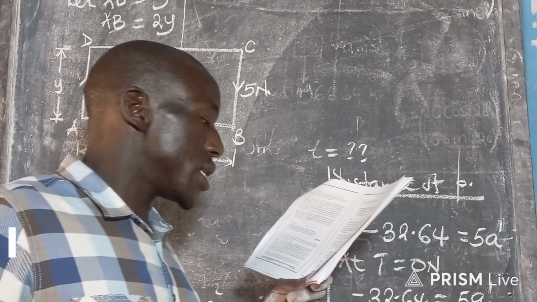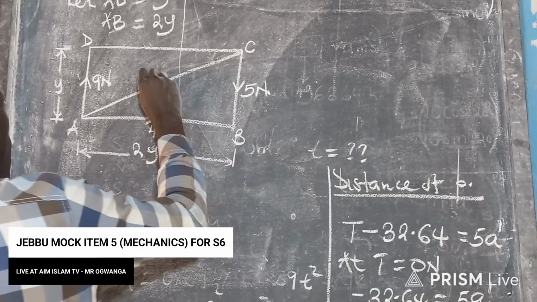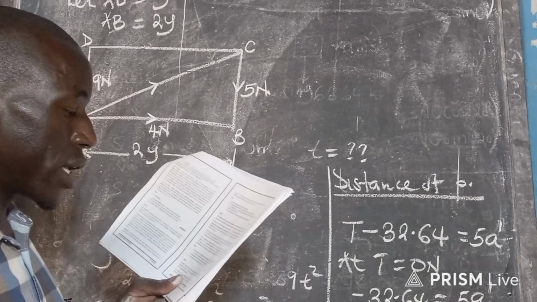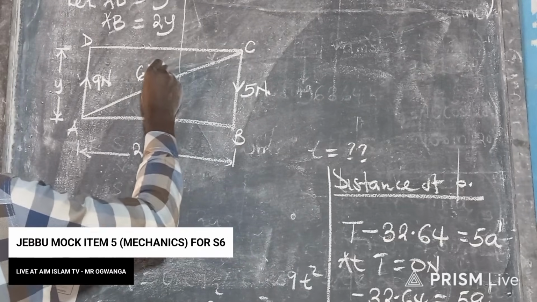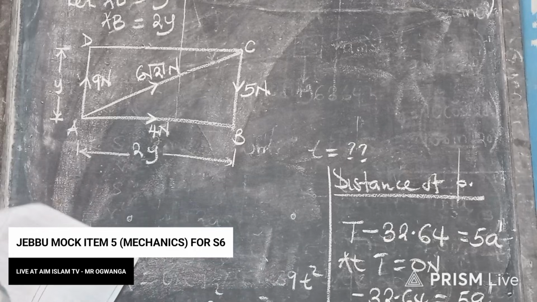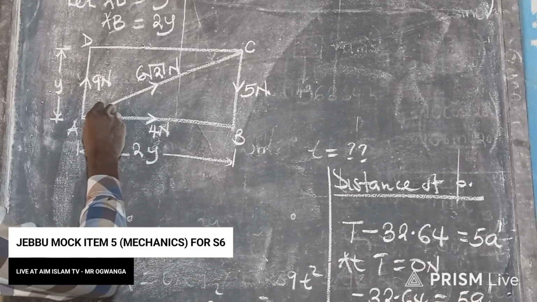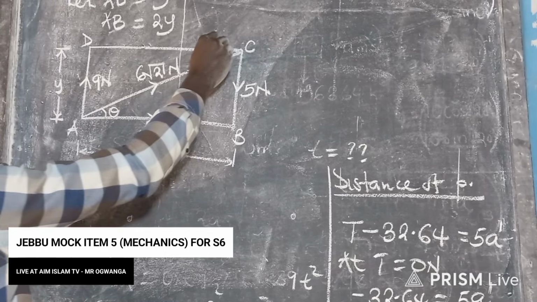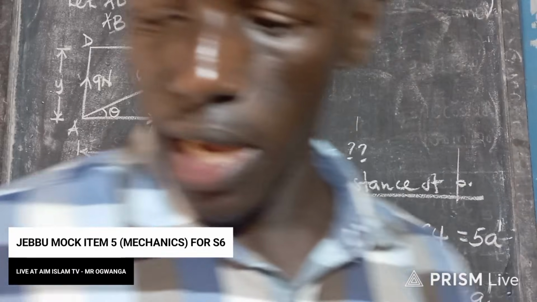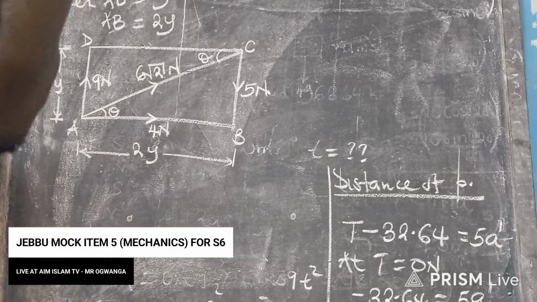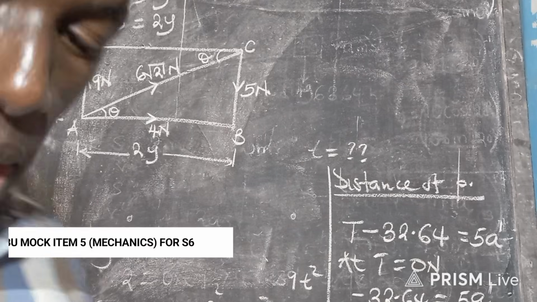Then AC, that is A moving to the side of C, here we have been given 6.2 Newton. That is at that point. So it means we should be able to know these angles here, and even that one there at the same time, before we get the single force that may be acting on that rectangle.